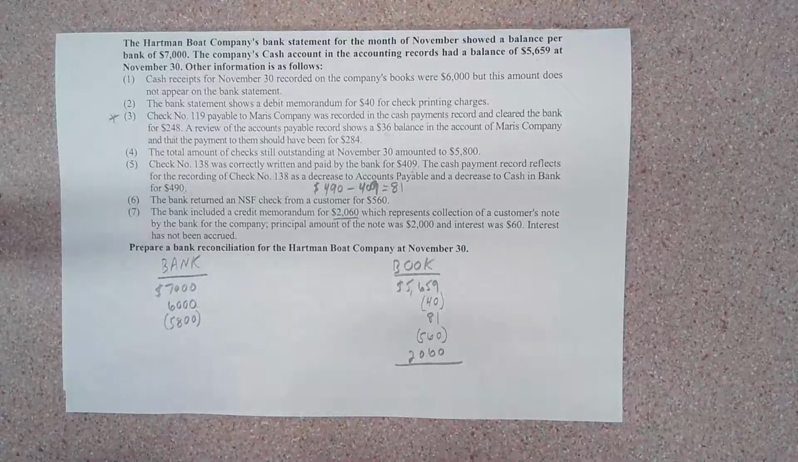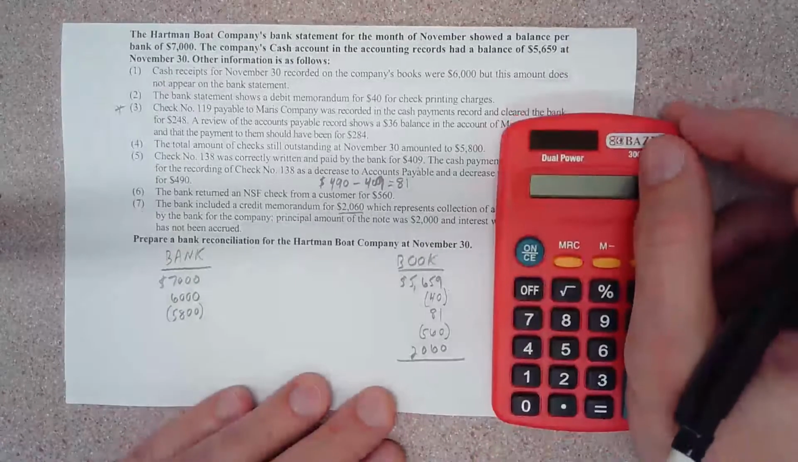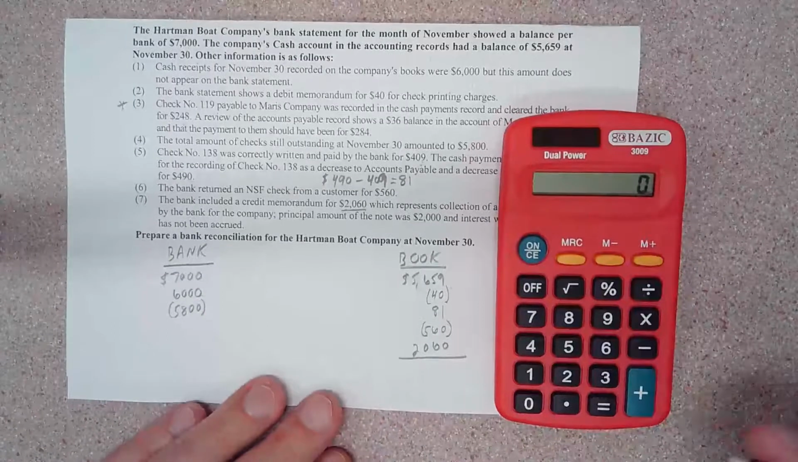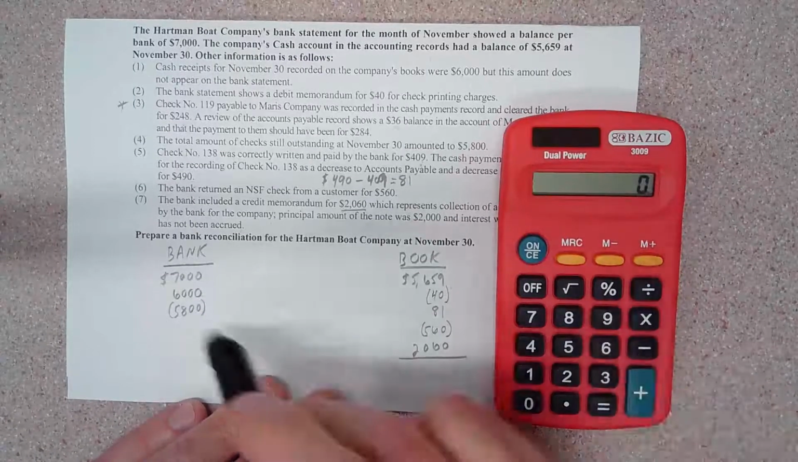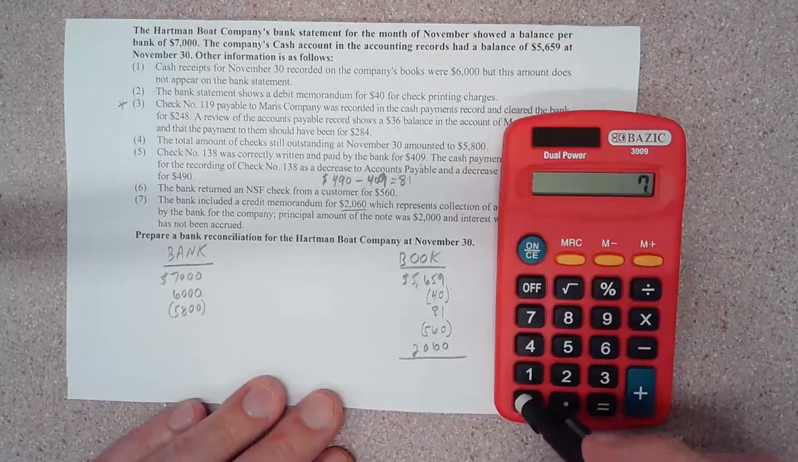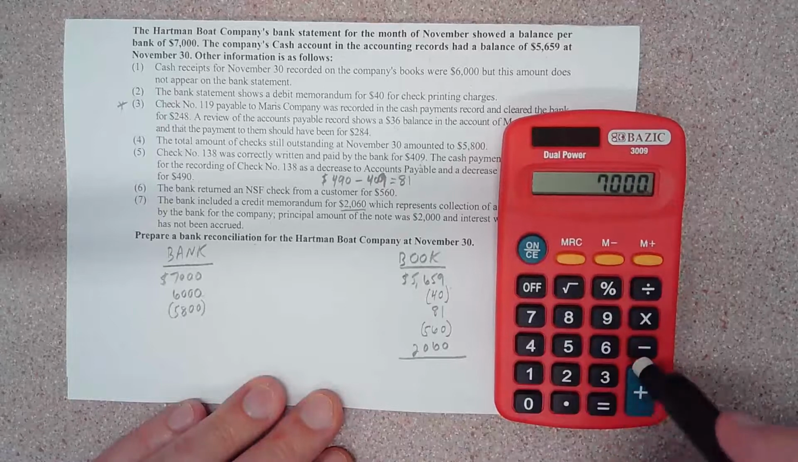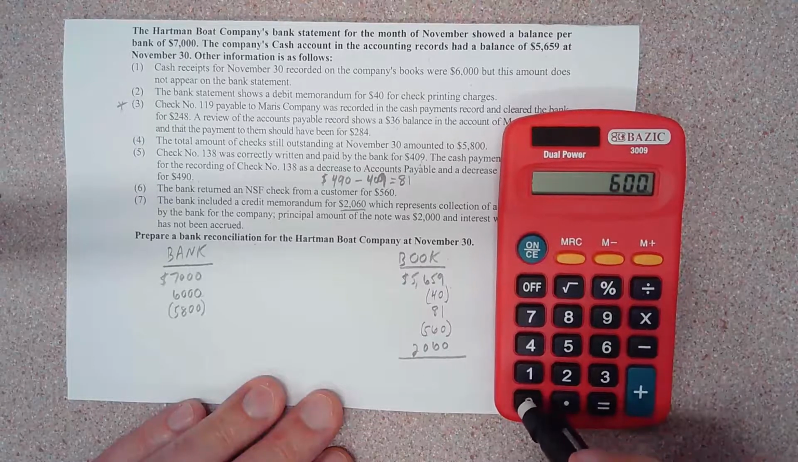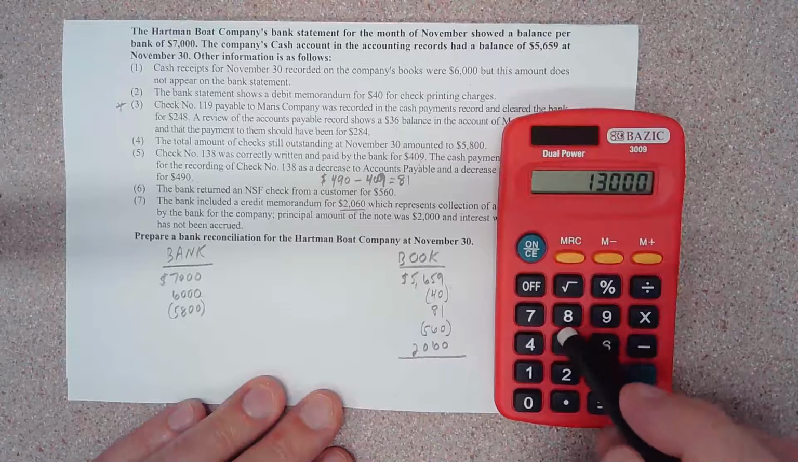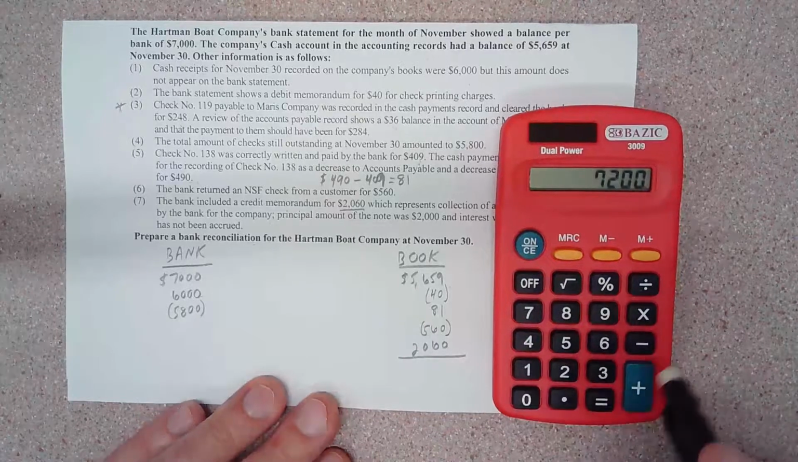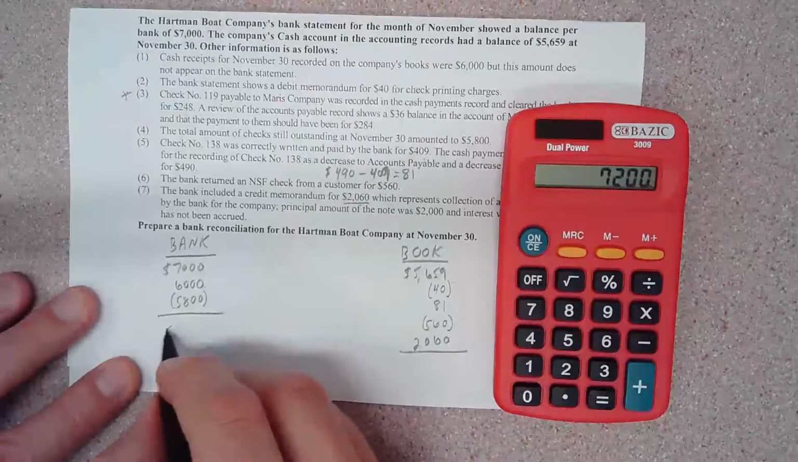So now I'm kind of curious if this has all been done correctly. So we're going to check it out and see. From the bank side, we'll do that one first. We've got 7,000 plus 6,000 minus 5,800.